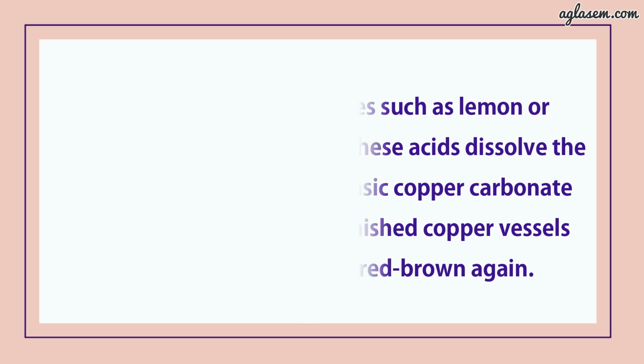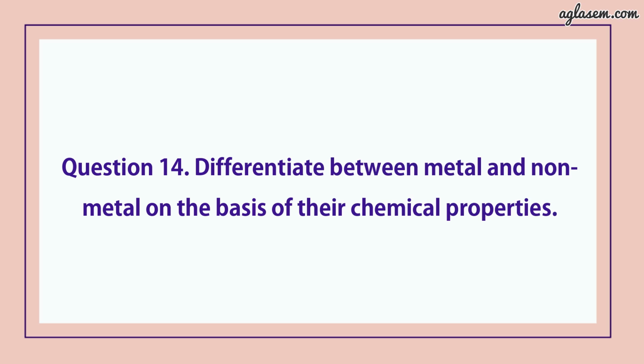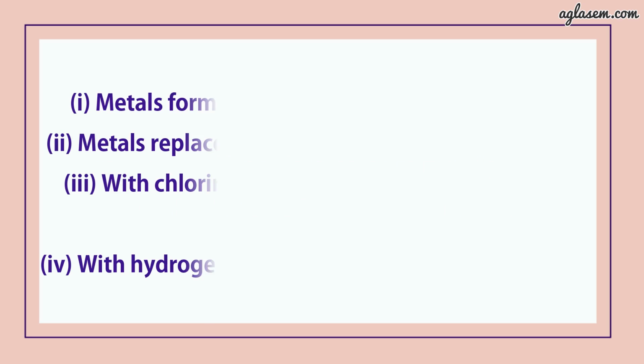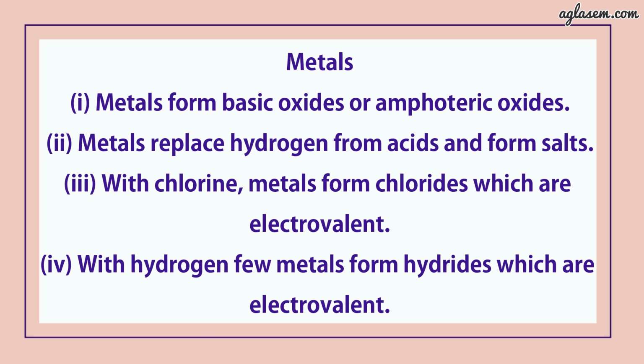Now question number 14 says, differentiate between metal and non-metal on the basis of their chemical properties. Answer is, first, let's talk about metal. Metals form basic oxides or amphoteric oxides. Second, metals replace hydrogen from acids and form salt. Third, with chlorine, metals form chlorides which are electrovalent. And the fourth is, with hydrogen, few metals form hydrides which are electrovalent.